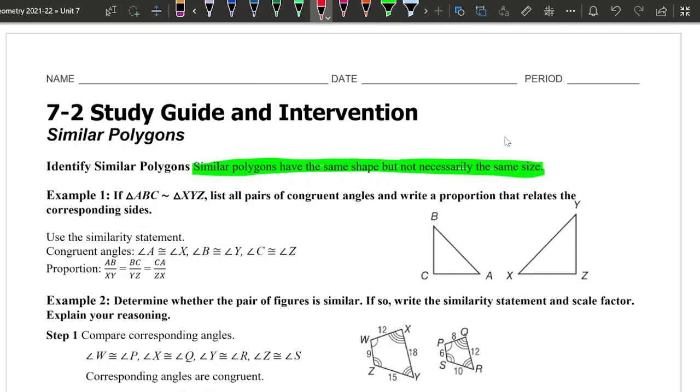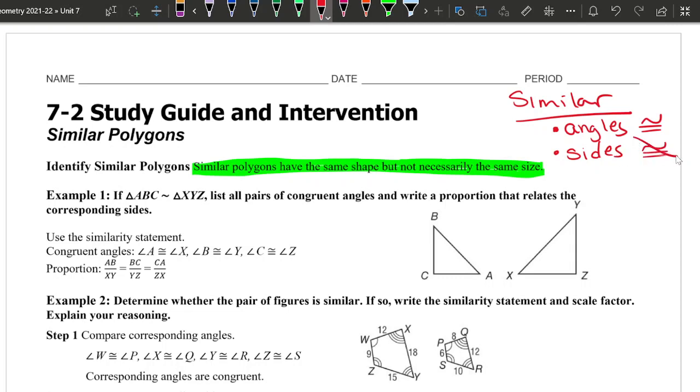A similar polygon, for it to be similar, it's like one step down from that. The angles must be the same so that it has the same shape. So congruent angles, but the side lengths don't have to be. So the sides don't have to be congruent. So angles are congruent, sides are not congruent. You can have the same shape, but be a different size.